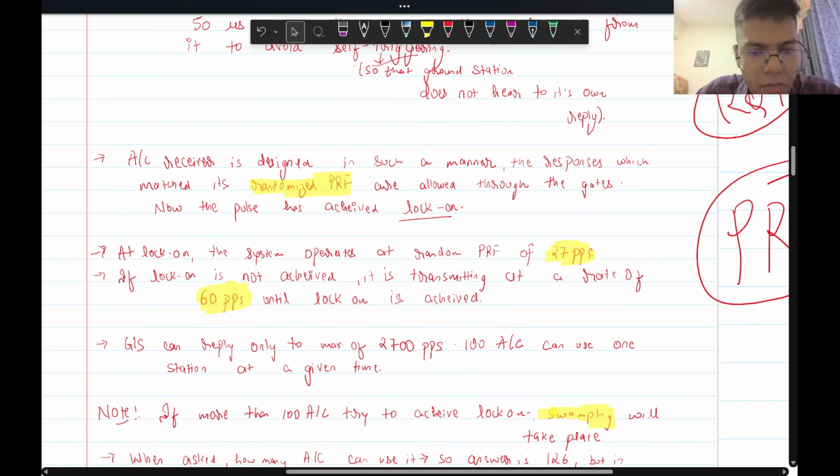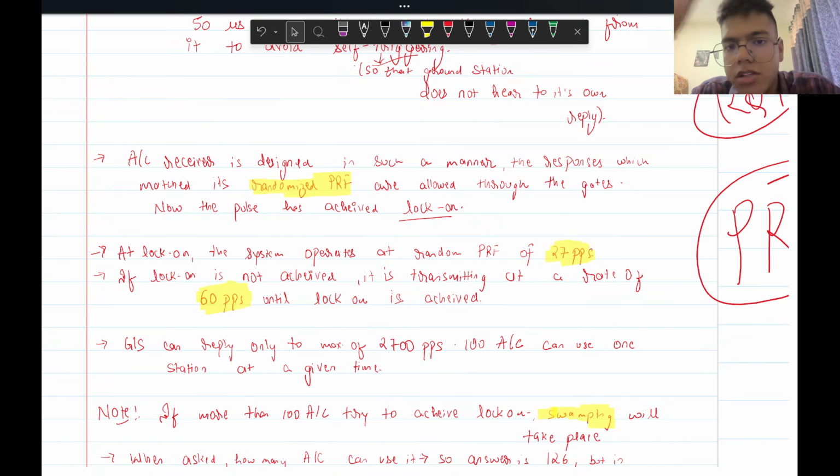ठीक है। अगर मान लो लॉक ऑन अचीव नहीं हुआ, देखो सर्च मोड में हमने बहुत ढूंढा, नाउ लॉक ऑन इज नॉट अचीव्ड, अब लॉक ऑन अचीव नहीं हो पा रहा यार, तो क्या करें?